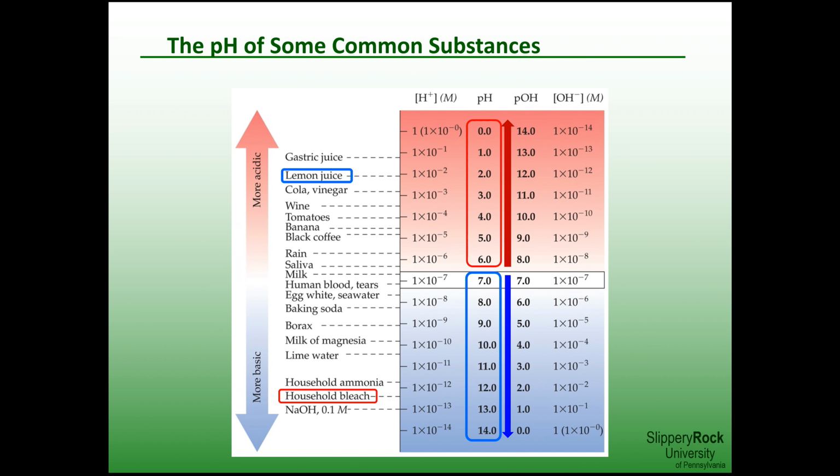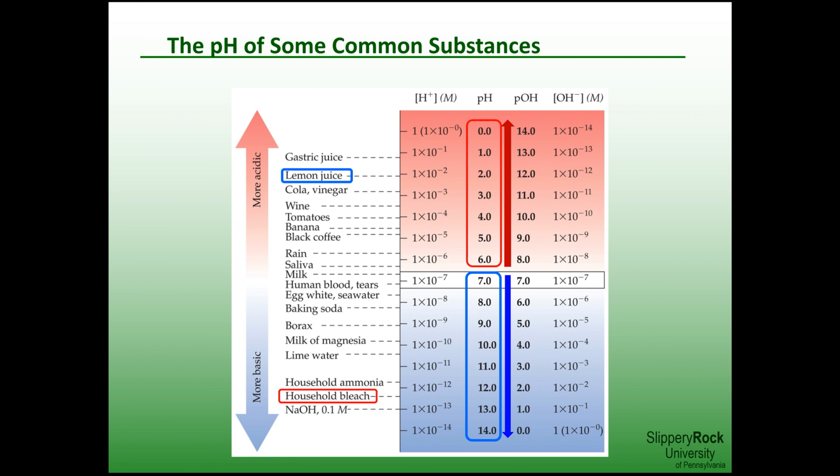This strong basicity is what gives bleach its effectiveness as a cleaning and disinfecting agent, as it can break down stains, organic matter, and microorganisms. An important takeaway from this slide is that the pH scale is logarithmic, meaning that each unit change represents a tenfold change in hydrogen ion concentration.